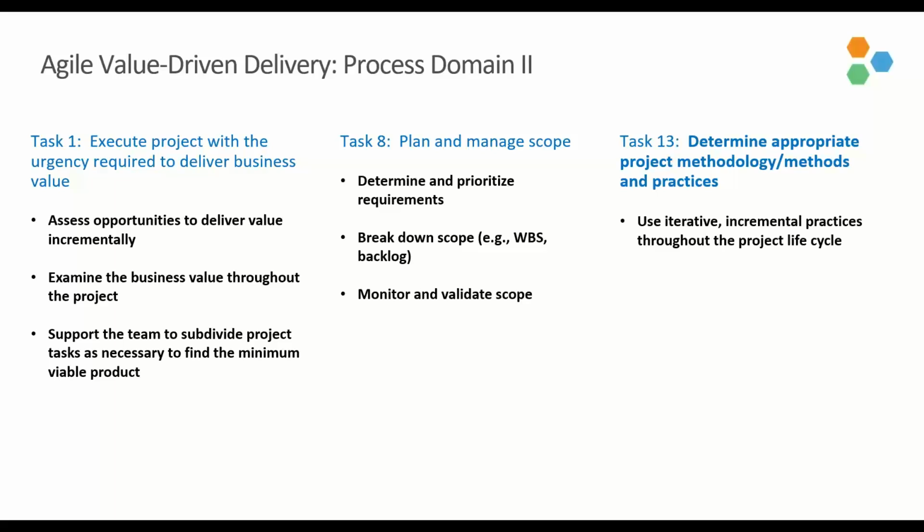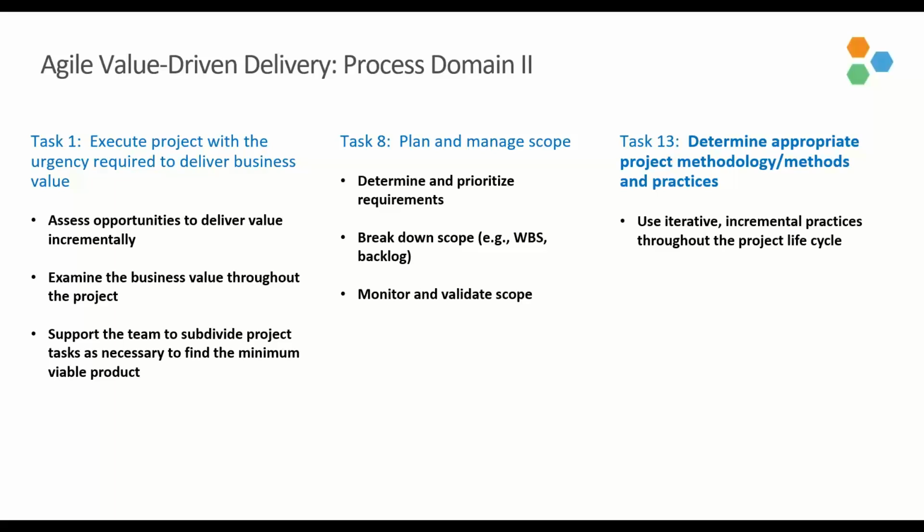So there's two real domains that we're going to look at where this is particularly highlighted. With domain 2, we're talking about the process domain, and particularly these tasks that you see on the screen here. It really relates to, first of all, task 1 in the ECO, which says execute project with the urgency required to deliver business value. And the enablers that belong to that task.